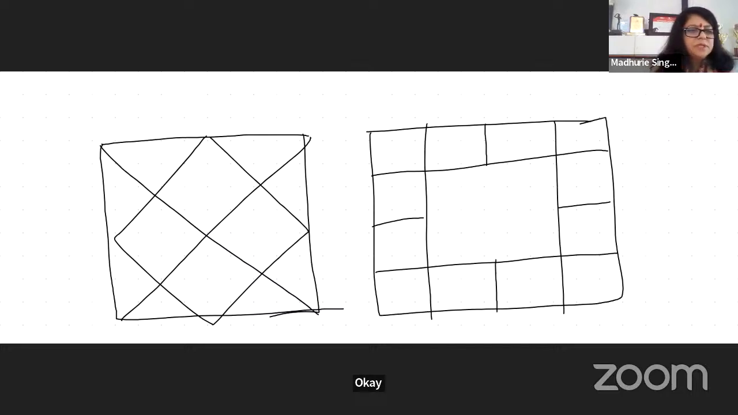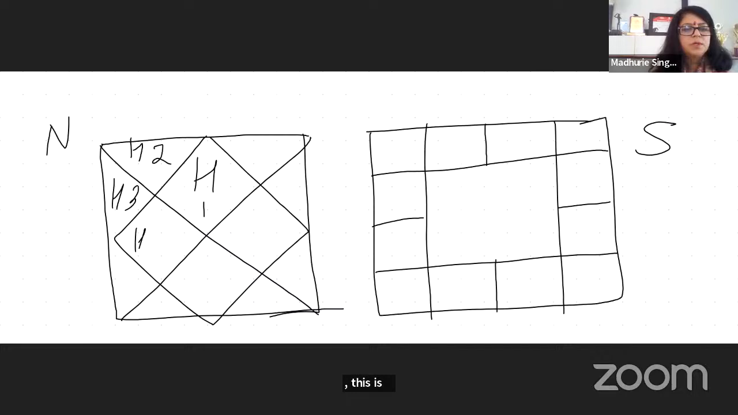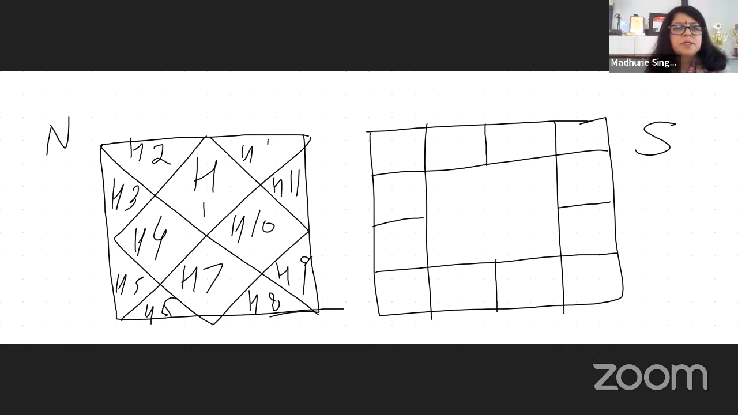This one is North and this one is South Indian style. Right? Now, in the North Indian, this is fixed, which is house. This is house 1. This is house 2. This is house 3. House 4. House 5. House 6. House 7. House 8. House 9. House 10. House 11. And house 12. In North Indian, houses are fixed.